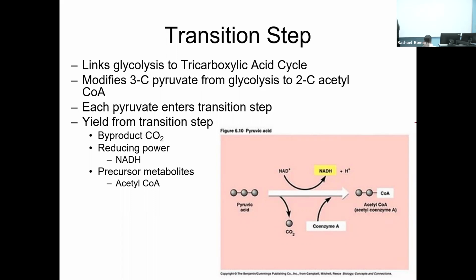The transition step happens twice. Yes, because there's two pyruvate. So you want to remember that. She's like, I think this is a homework question. Is it in the homework or the notes? Notes. Oh, it's in the homework too. Exactly. So the transition step, or pyruvate oxidation, happens twice for every glucose you start with.